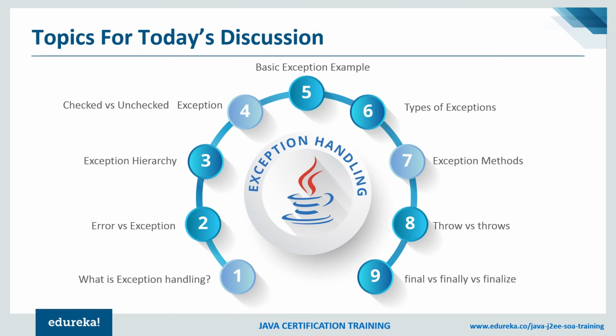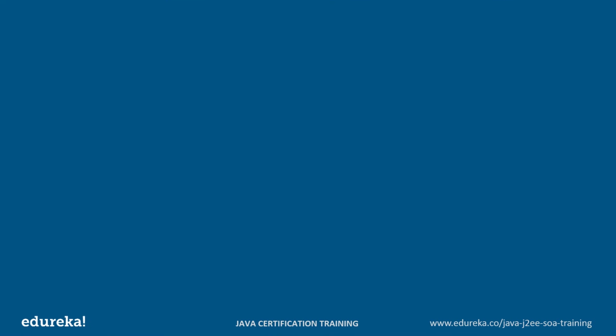Once we are done with the basic syntax, then I will be explaining you the types of exceptions in depth. After that, we will dive into the various methods of exception handling along with examples. And I will wrap up the session by giving you a difference between throw and throws, and also between final, finalize, and finally. Also, we will be seeing about custom exceptions and how to parse an exception. So let's begin the discussion and see what exception handling is.